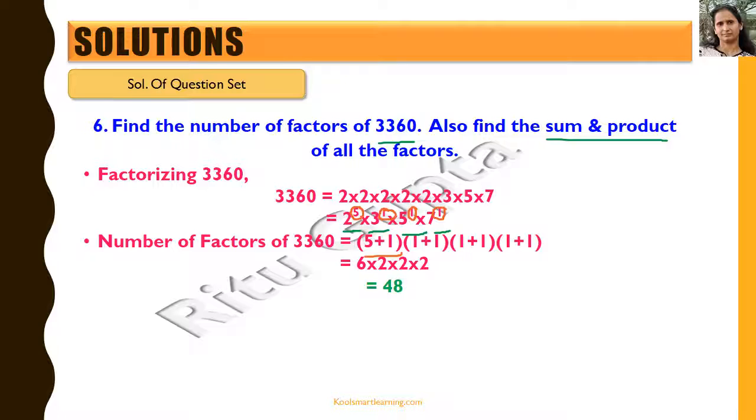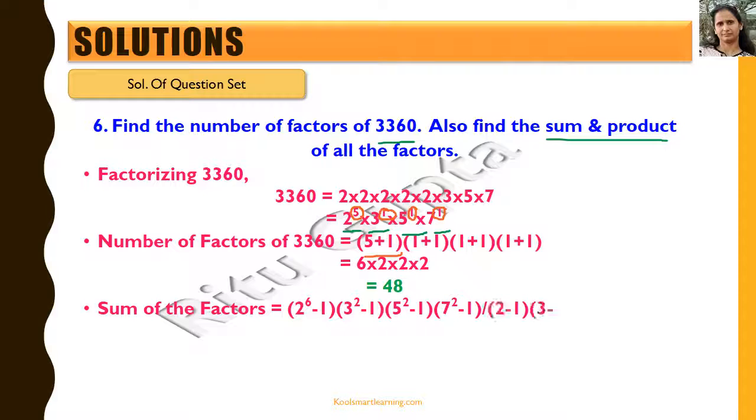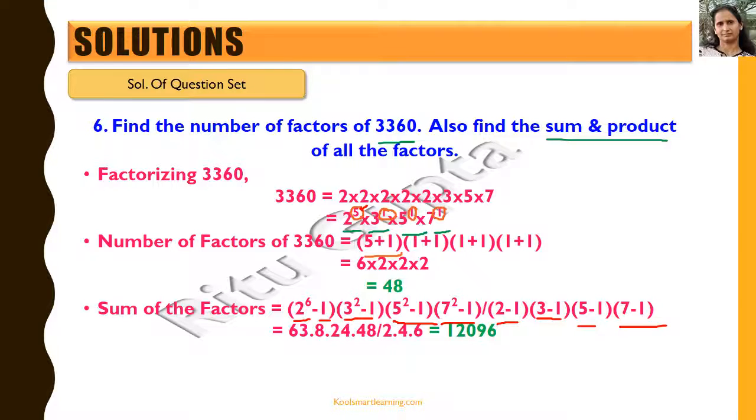Now let's find out the sum of the factors. Sum of the factors is given by 2 raised to power 1 more than its original power, which is 2 raised to power 6 minus 1, multiplied by 3 raised to power 2 minus 1, multiplied by 5 raised to power 2 minus 1, multiplied by 7 raised to power 2 minus 1, divided by the prime factors minus 1, which is 2 minus 1, 3 minus 1, 5 minus 1 and 7 minus 1. So that gives us 63 into 8 into 24 into 48 divided by 2 multiplied by 4 multiplied by 6. So this comes out to be 12096. So this is the sum of all the factors of 3360.